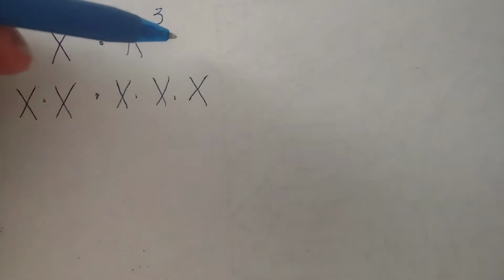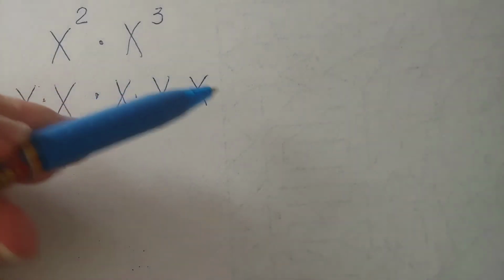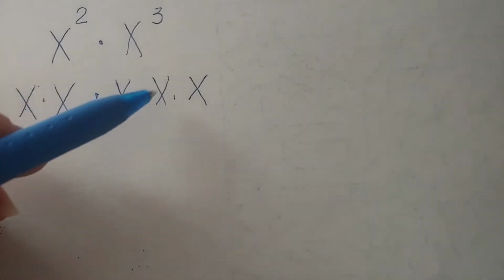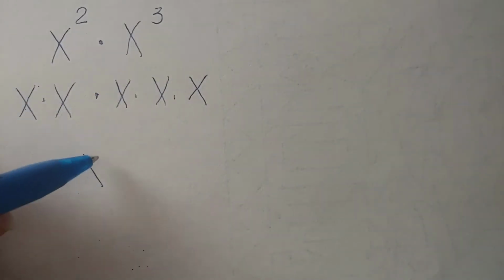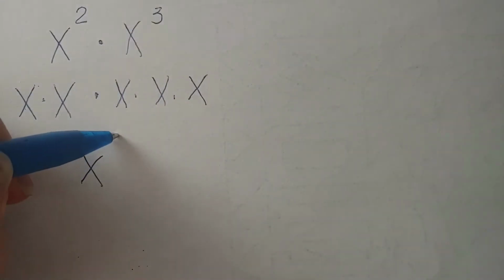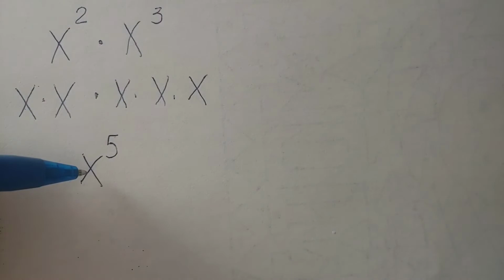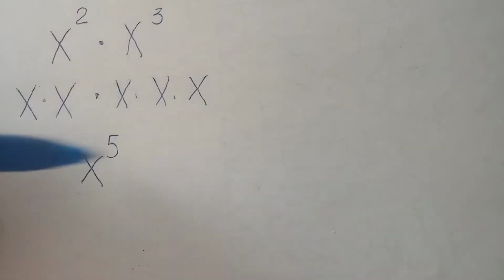This is what exponents mean. When you have the same thing being multiplied by itself, whatever that thing is, that's the base. In this case, that's x. And however many times it's being multiplied by itself is what's going to become our exponent. So x squared times x cubed equals x to the fifth because of this.